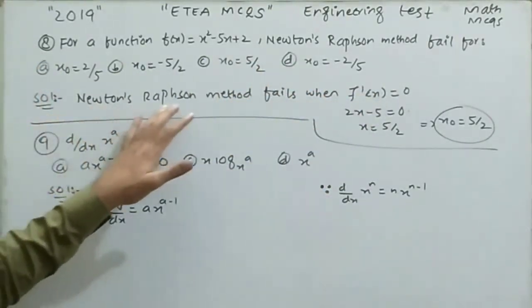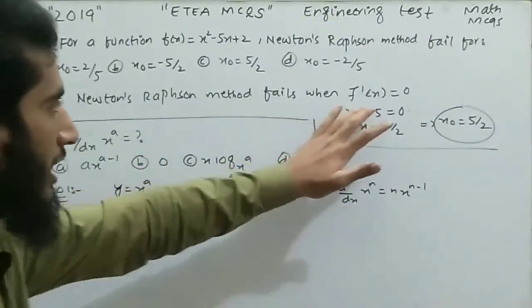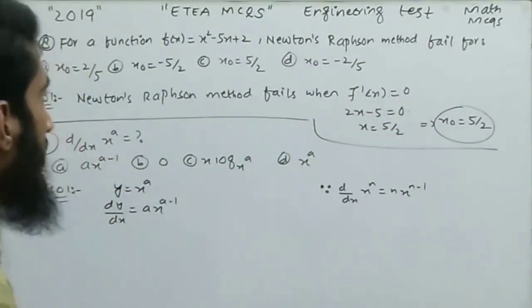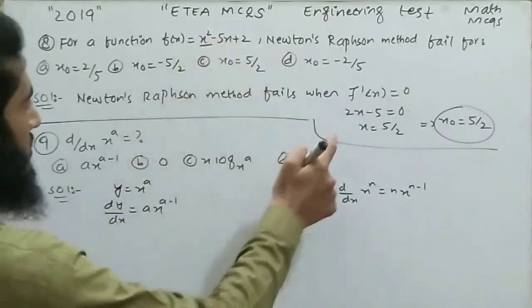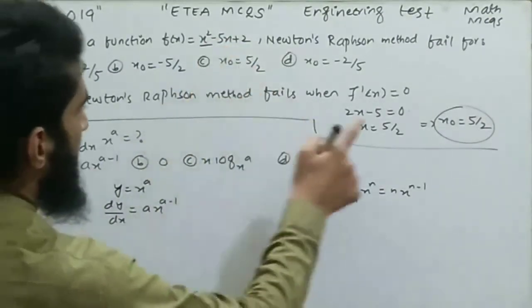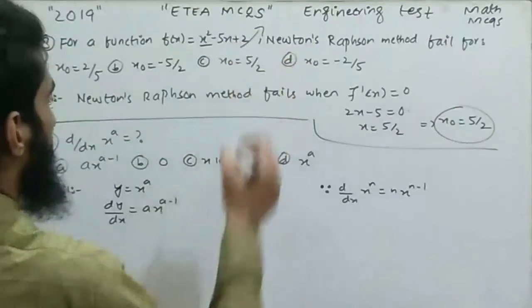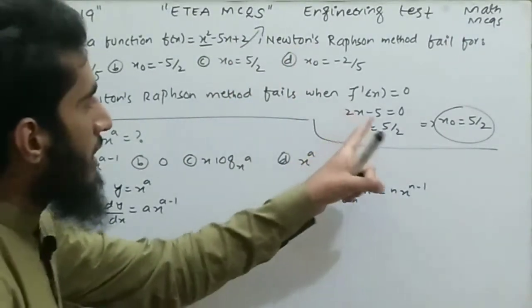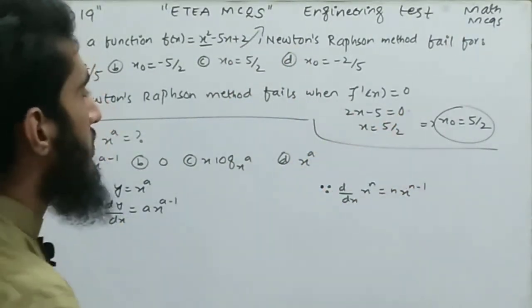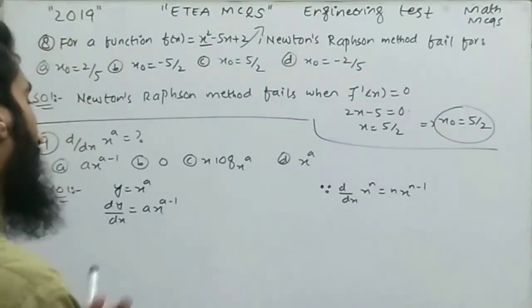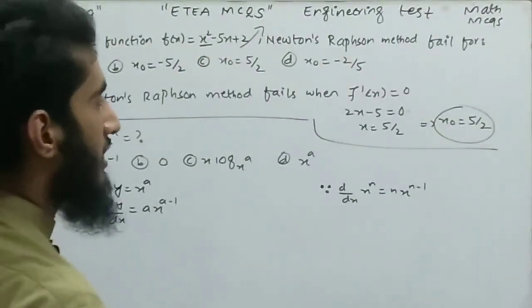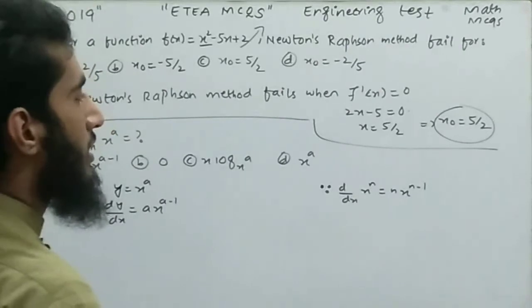Remember that Newton-Raphson method fails when the first derivative of the function is equal to 0. So the derivative of x square is 2x. Derivative of negative 5x is negative 5, 2 is a constant, its derivative is 0. So when this derivative is equal to 0, that x value will actually be the required and desired answer. At that value of x, the Newton-Raphson method will fail.